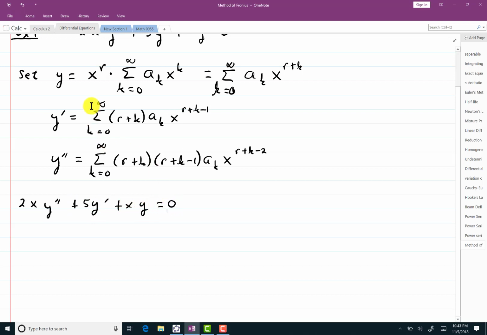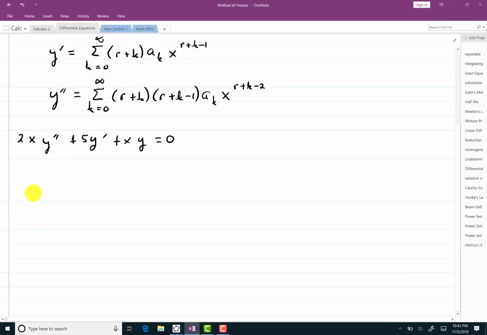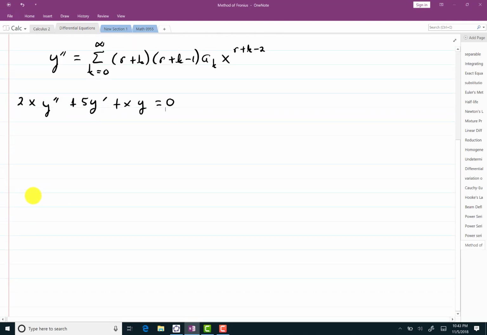So let me plug these things in now. I'm going to try to do this very slowly, first of all, so that I don't make that many mistakes, and second of all, so that you can hopefully follow the step-by-step details. It does get kind of gory later on, so bear with me and try not to rush through this. So I'll start with plugging in my y double prime. And in this spot then I have r plus k times r plus k minus 1 a sub k x to the r plus k minus 2.